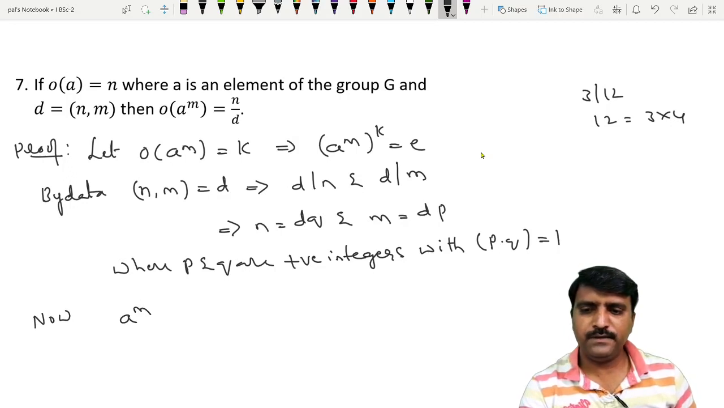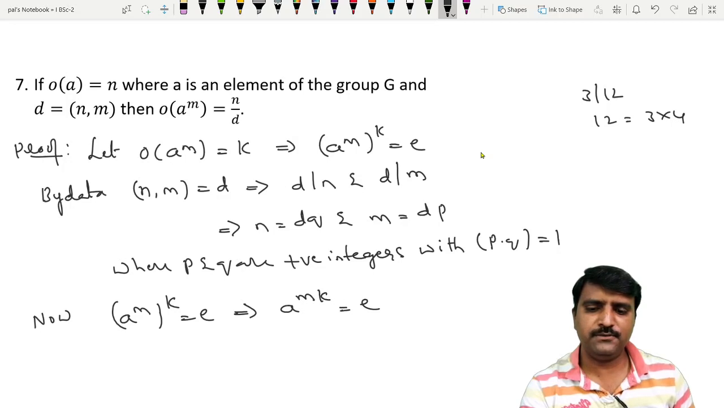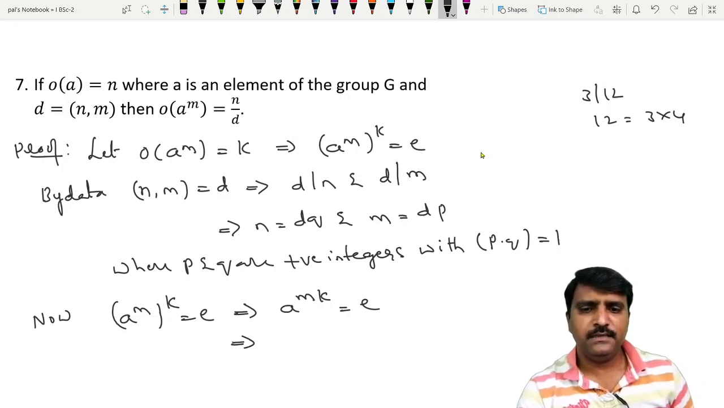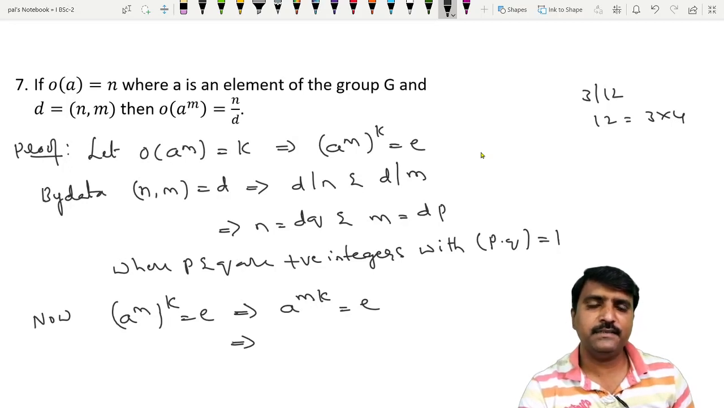Now, a to the power of m is this one. I am taking a to the power of m whole to the power of k equal to e. What it implies, a to the power of mk is equal to e. As we already know that order of a is n, a to the power of n is equal to e. A to the power of mk is e. So definitely n divides mk.